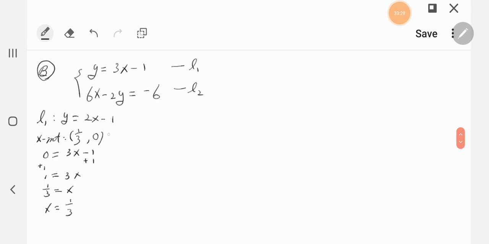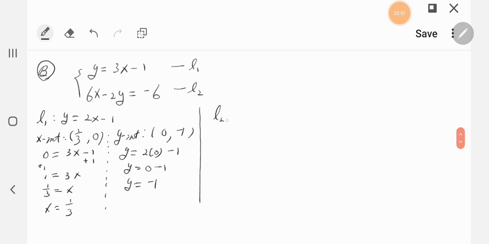Okay, let's find the y-intercept. How do you find the y-intercept? Good. Set the x value equal to 0. So y is equal to 0 minus 1, then y equals negative 1. Okay, so that's the y-intercept. And then let's plot this point later after we find the x-intercept and y-intercept for line 2 as well.